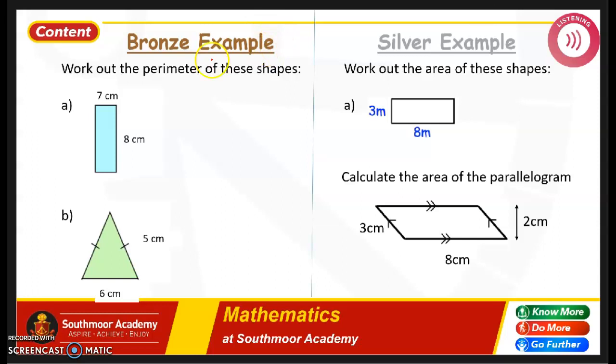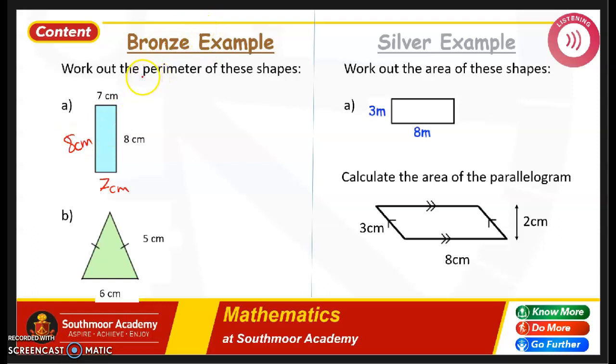So, firstly, it's asked us to work out the perimeter of these shapes. This first shape here is a rectangle. We've been given the length and the width of the rectangle. We know that this side is 7 centimetres, so this side must also be 7 centimetres. We know that this side is 8 centimetres, so this side must also be 8 centimetres.